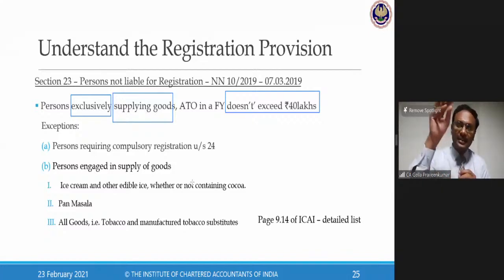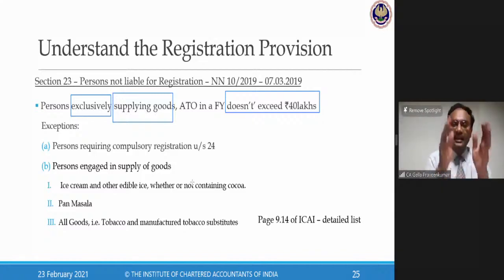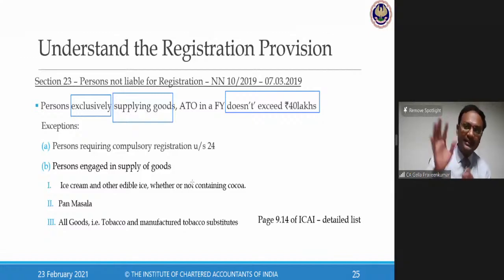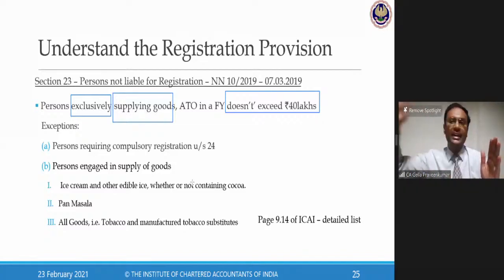Conditional: the exemption is there subject to some conditions, meaning it may be applicable for this, it may be applicable for that. They have given some conditions. That's how this notification 10 of 2019 is a conditional notification. I have referred to your page number 9.14 of the Institute material, which talks about this particular exemption. Under 23, I'll give you an exemption if you are dealing with supply of goods where your turnover does not exceed 40 lakh rupees.